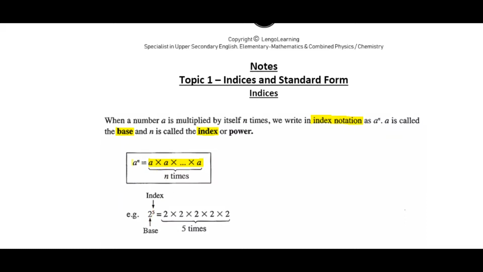This form, a to the power of n, is called the index notation, whereby a is called the base and n is called the index of power. Index has the same meaning as power. That's just how it is named.